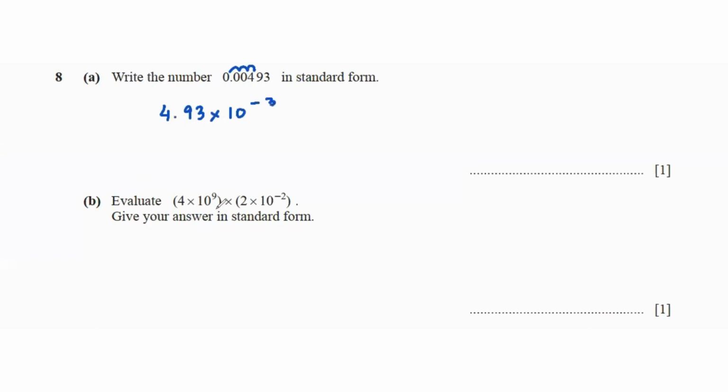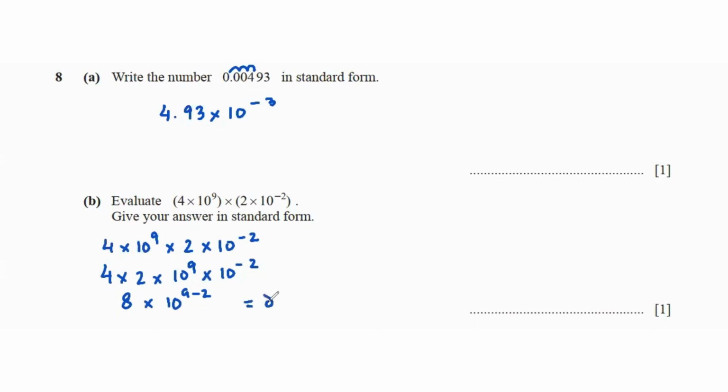Then evaluate 4 times 10 to the power of 9 times 2 times 10 to the power of negative 2 in standard form. Multiply 4 and 2 and combine the 10 to the power of 9 and 10 to the power of negative 2. So that's 8 times 10 to the power of 9 minus 2. Why 9 minus 2? Because it's one of the rules of indices: if we are multiplying the same bases, we add the powers. So 9 plus negative 2 is going to be 8 times 10 to the power of 7.